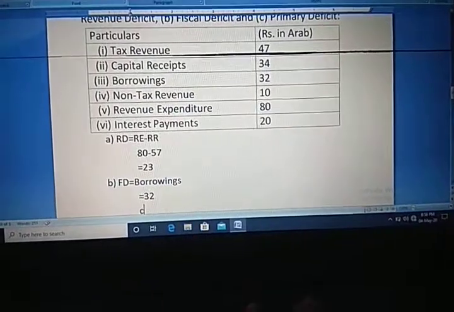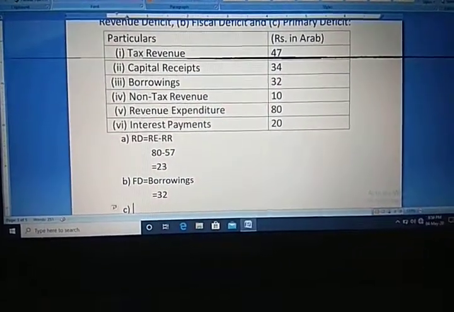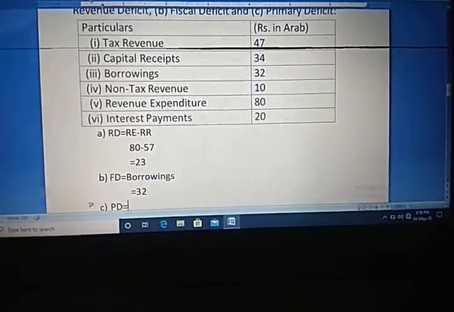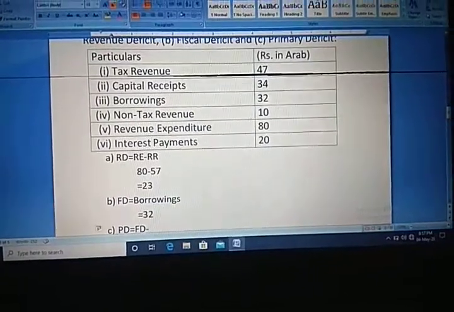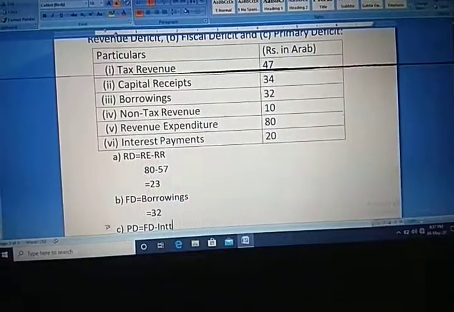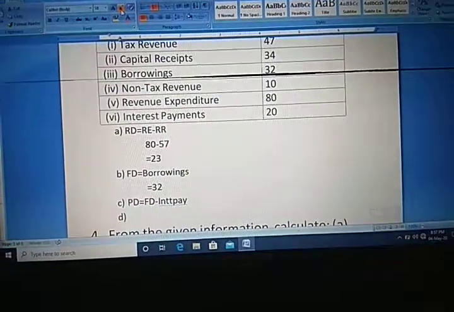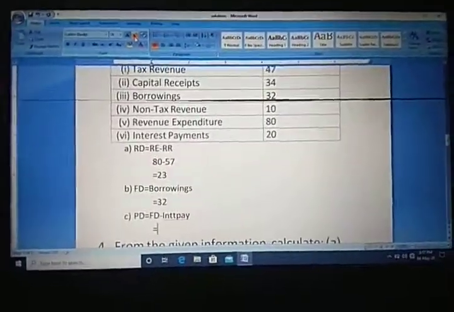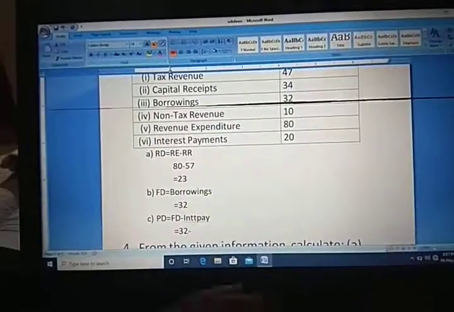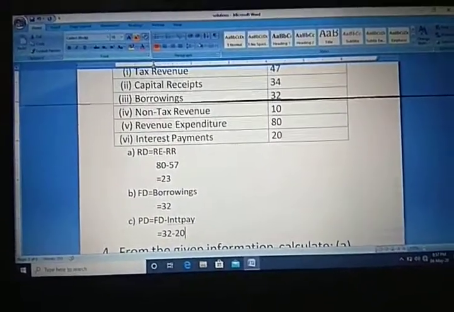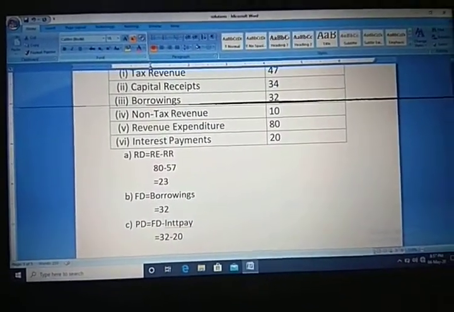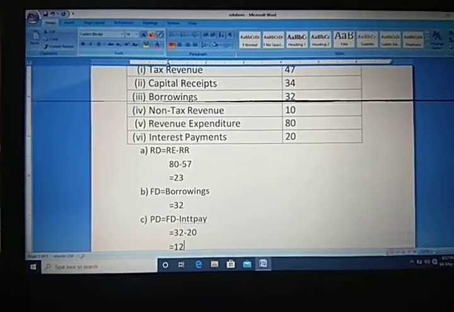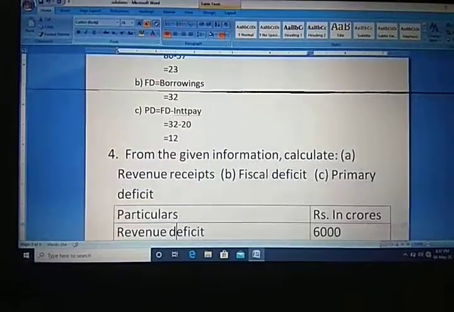Now the third thing which you have to calculate here is primary deficit. Primary deficit is equal to fiscal deficit minus interest payment. This is the formula. Putting in the values, fiscal deficit is 32 here minus interest payment, which is given in the question as 20, which is equal to 12 Arab. So this is how we have solved the first question, students. I hope this is clear to all of you.